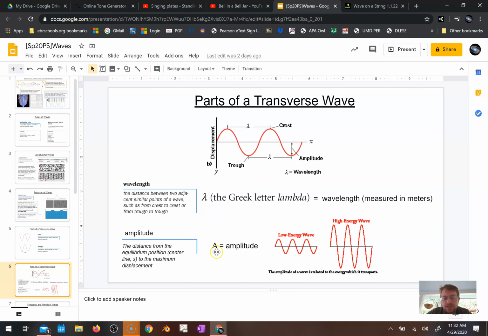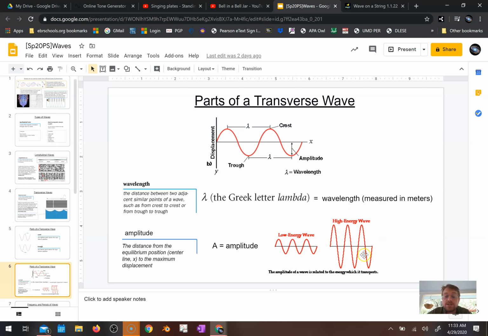Amplitude, just symbolized with a capital A, is how far away from this center line the peak or the trough is. So you're just measuring from the x-axis, or y equals 0, down to the lowest point. That would be the amplitude. And for mechanical waves, if that amplitude's bigger, that means more energy. So here, if this is an example down on the bottom right of a mechanical wave, a physical wave traveling through a physical medium, lower amplitude would be low energy, higher amplitude would be higher energy.